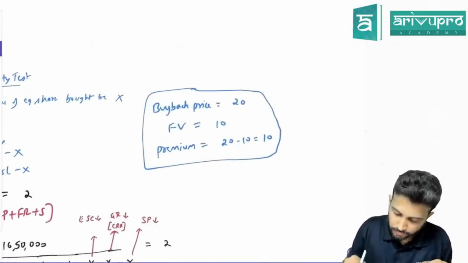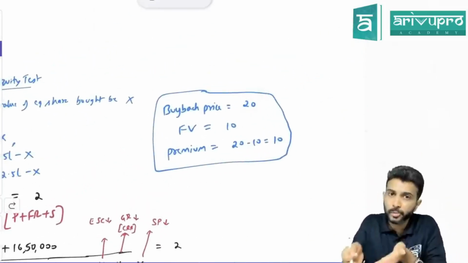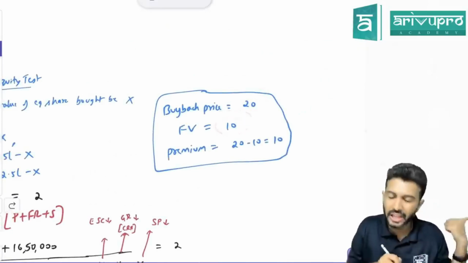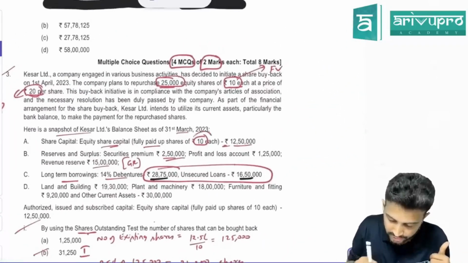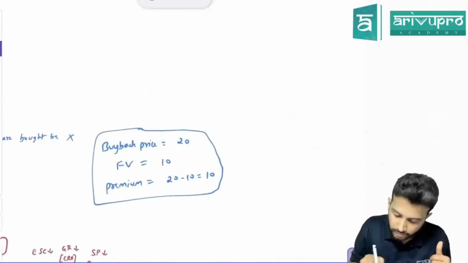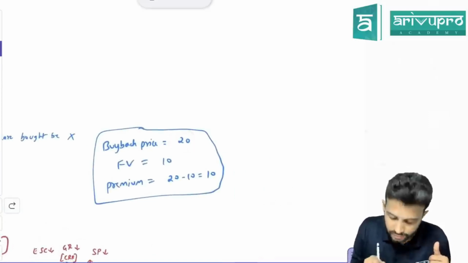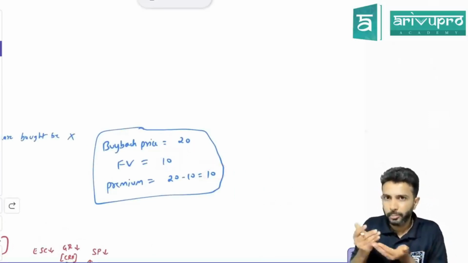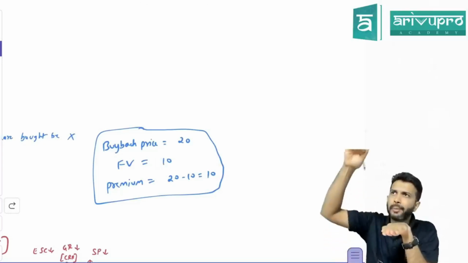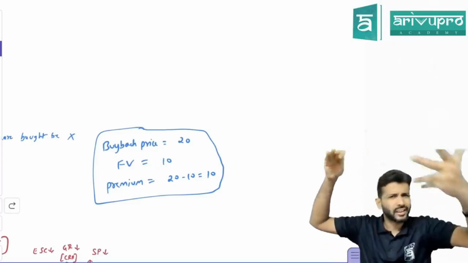Okay, now look at this, sir. What is the buyback price in this problem? 20. What is the face value of the share? It is given here. Face value of each share is given to be how much, sir? 10. Sir, buyback price is 20. Face value is 10. That means what is the premium? 10. Face value of the share is 10, and if you're buying back at 20, how much extra are you giving? 10 only, no?